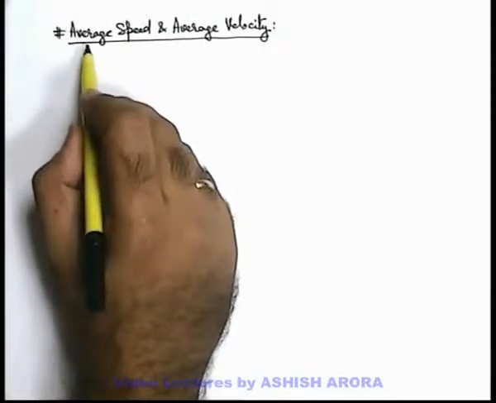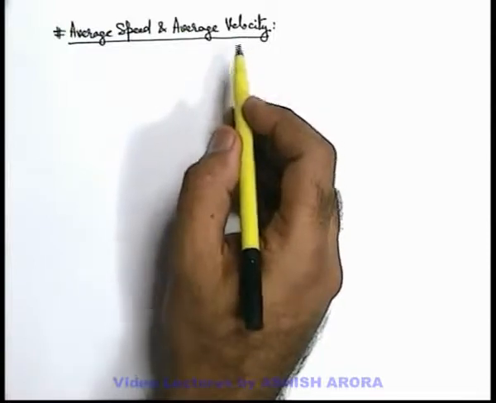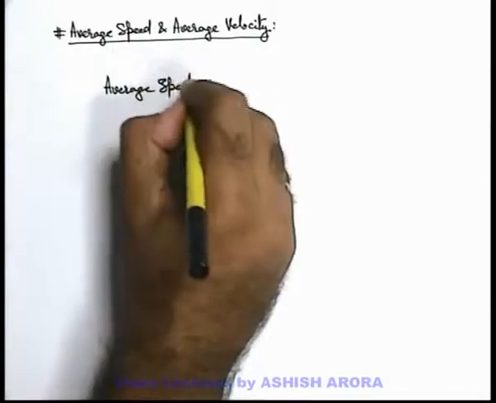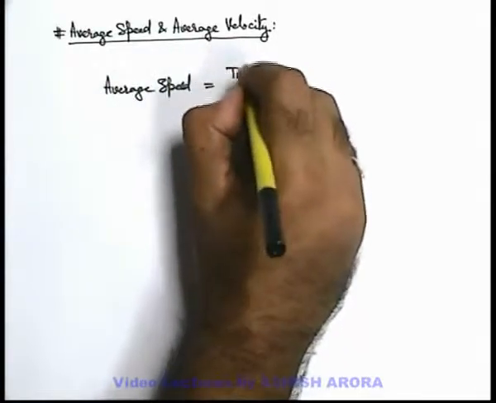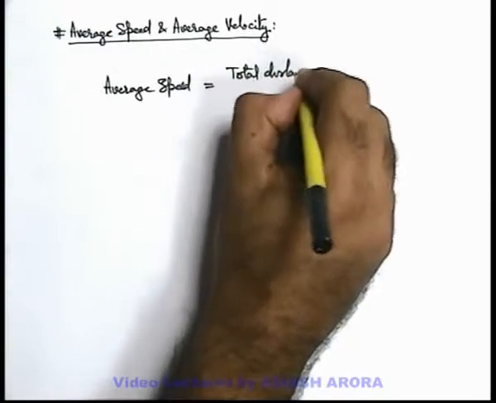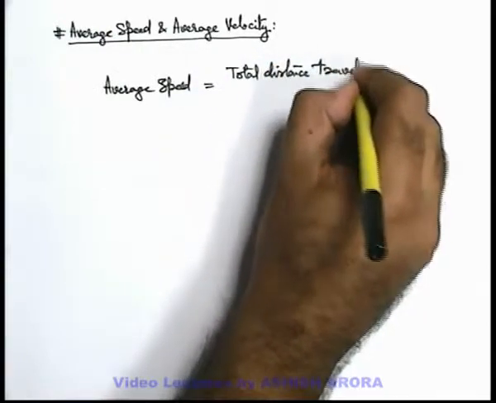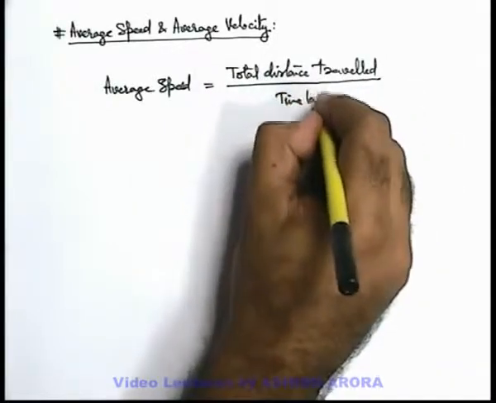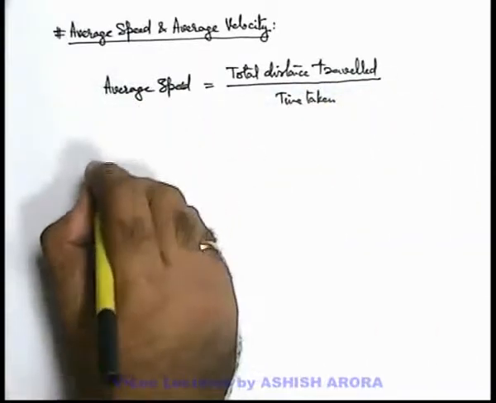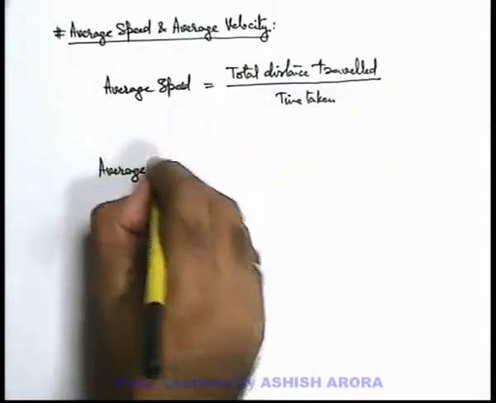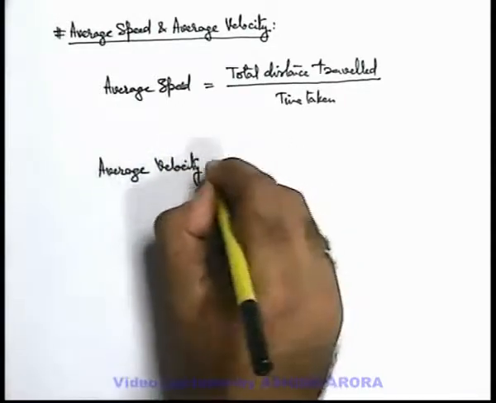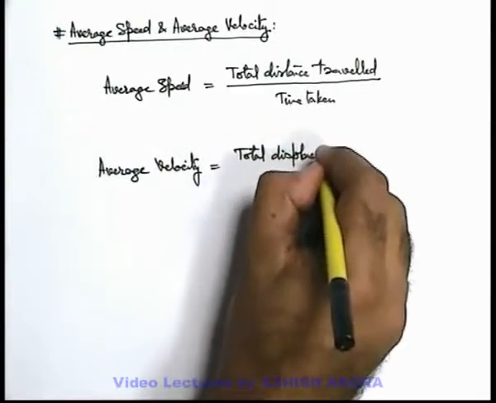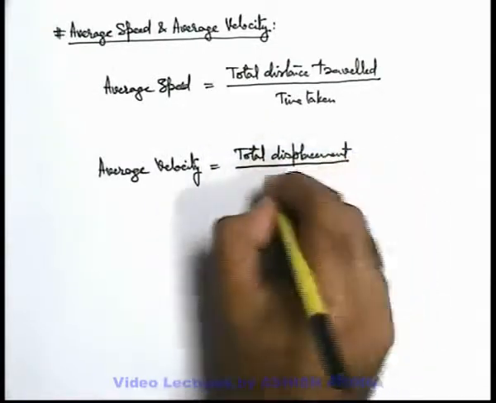Let us discuss the concept of average speed and average velocity. When a particle moves, average speed in a given motion can be written as total distance traveled divided by time taken. Similarly, we can also define average velocity. For a particle motion, average velocity can be written as total displacement divided by time taken.